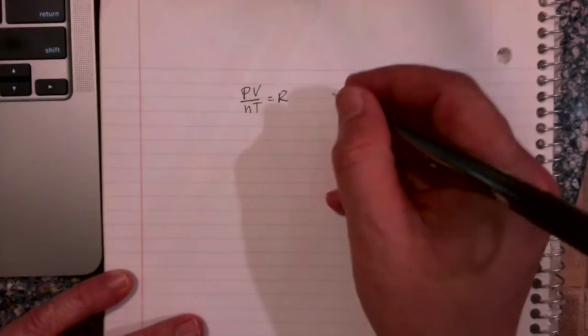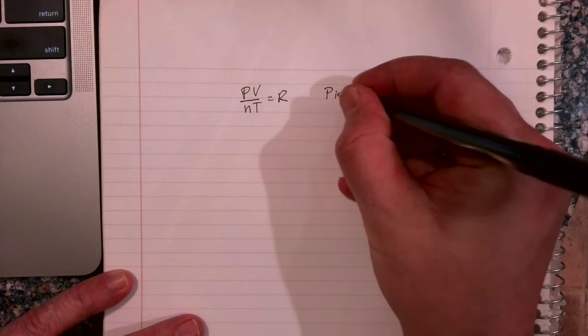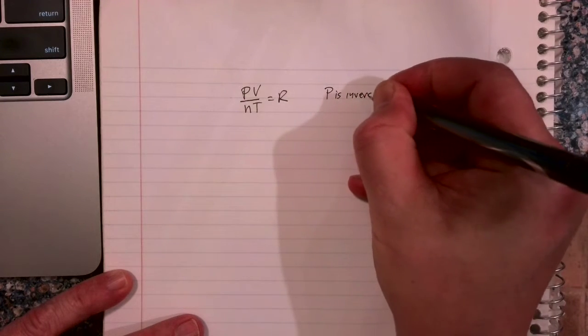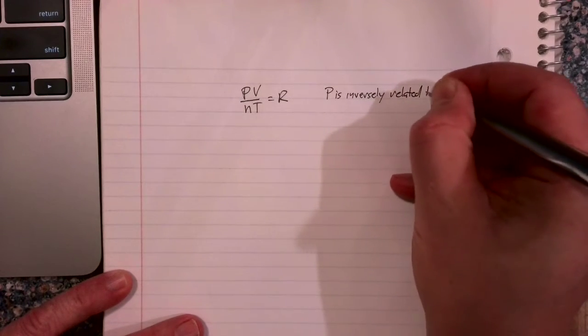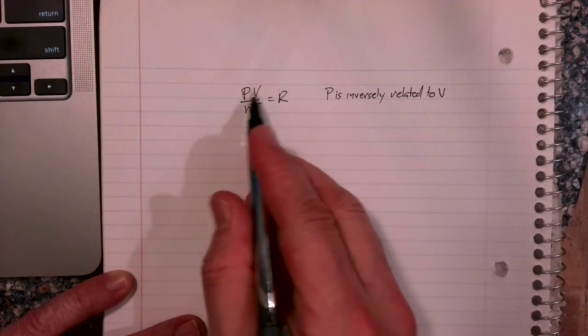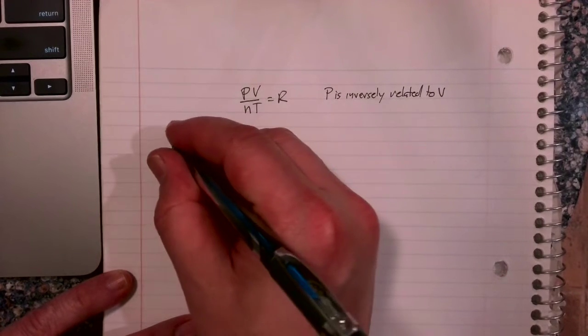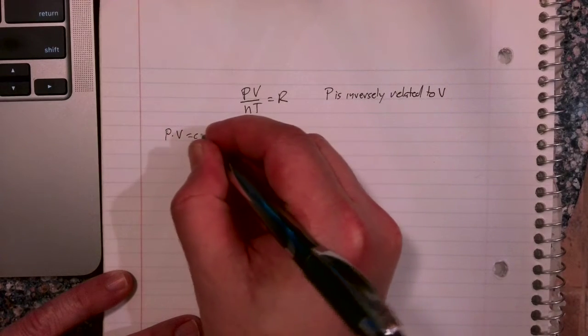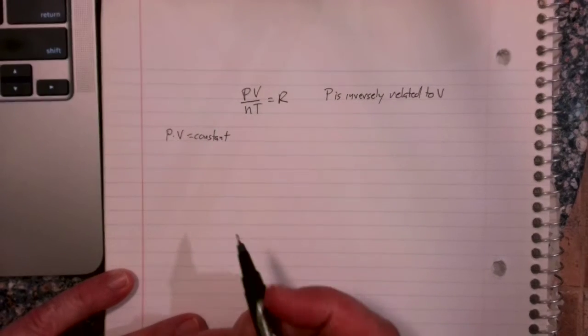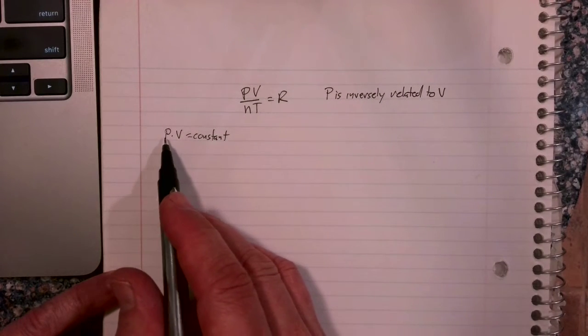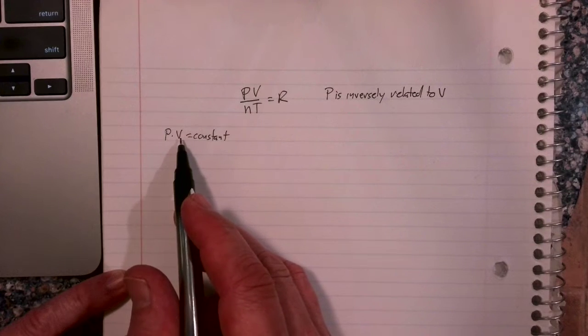So we can look at this and say that P is inversely related to V, right? We can tell that because they're next to each other, so we know that P times V has to be a constant, right? The power of something like this is that we know that as P goes up, V goes down.